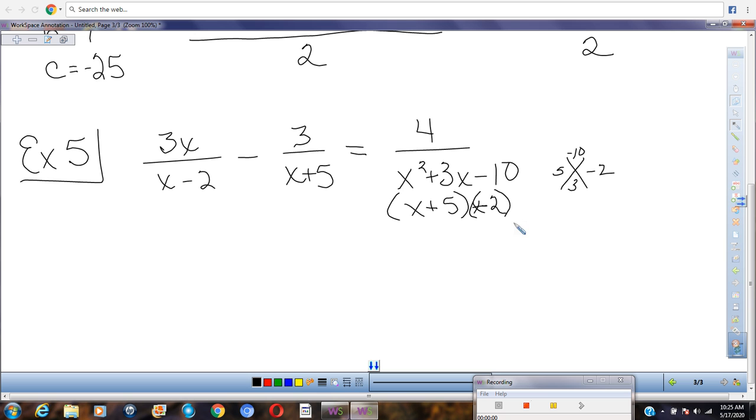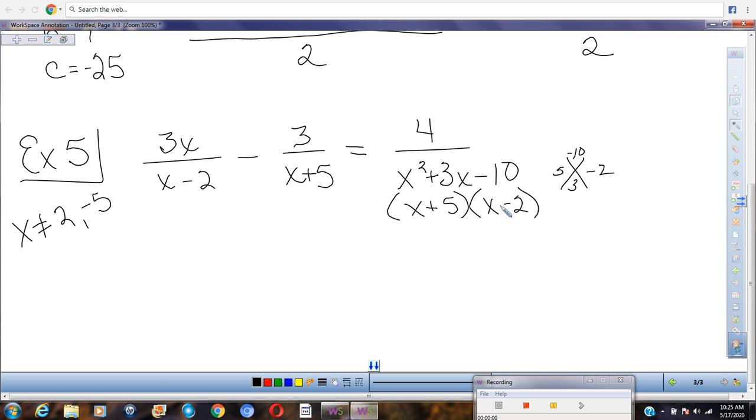All right, let's state our restrictions. Make this just a little bit nicer there, huh? All right, so in the first one, x cannot equal 2. In the second one, x cannot equal negative 5. And on this side, we have x cannot equal negative 5, which we have, and x cannot equal 2, which we also have. All right, determining our common denominator.